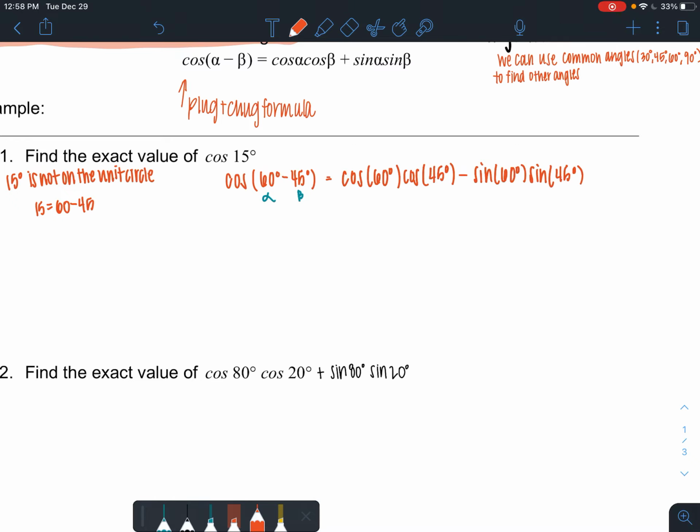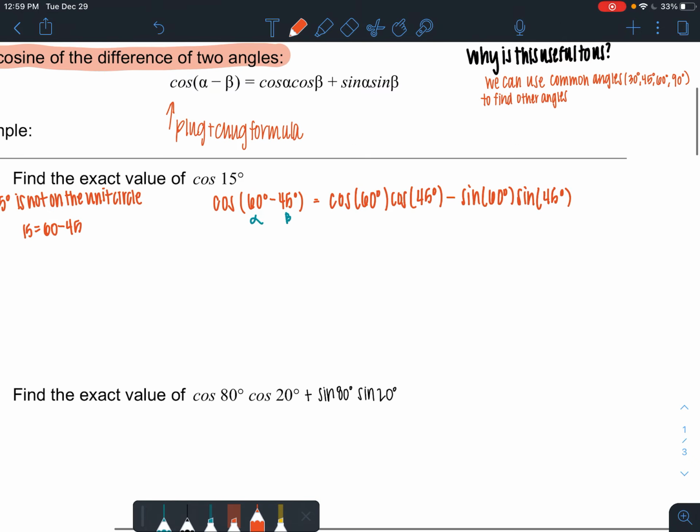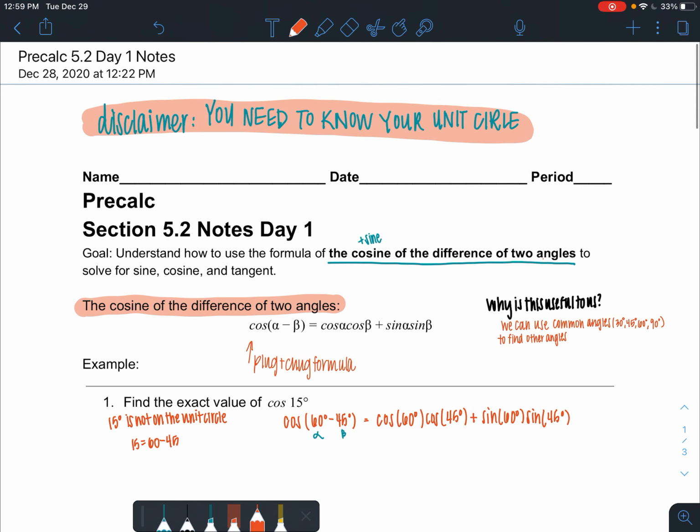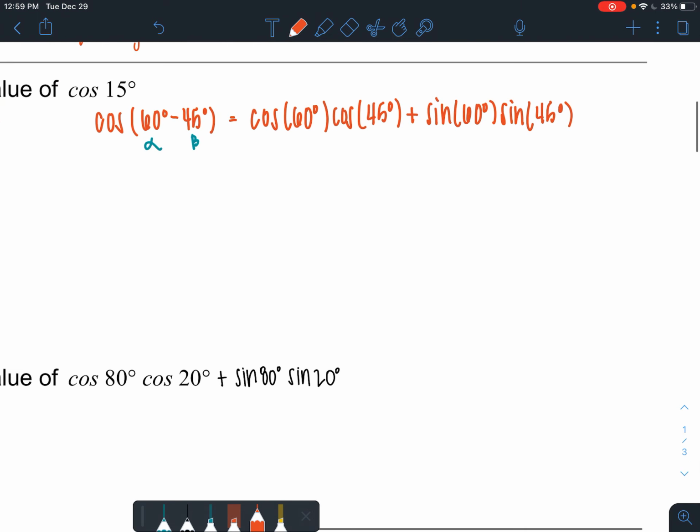Now, to finish this out, we're going to have to do some multiplication and subtraction, but notice, there should be a plus in here. Notice that you need to know your unit circle in order to do these problems. So cosine of 60 degrees is 1/2. Cosine of 45 degrees, remember these are being multiplied together, is radical 2 over 2.